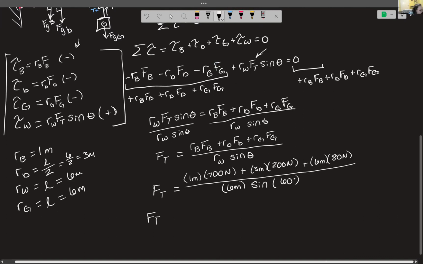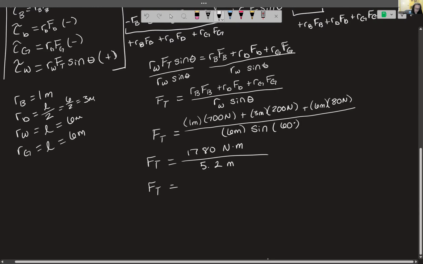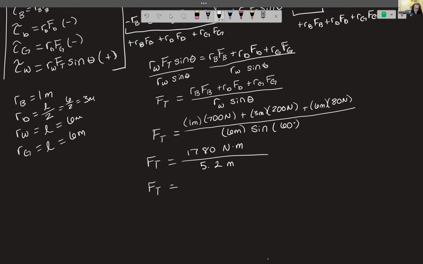Great. Now we find our calculator. Since this is not an exam, I'm using the good calculator. 700 plus 3 times 200 is 600 plus 6 times 80 is going to be 1780 newtons per meter divided by 6 times sine of 60 is 5.196, let's call it 5.2 meters, which should give me a force of tension equal to 1780 divided by 5.2, which is 342.3 newtons. And then I'm going to check my answers.